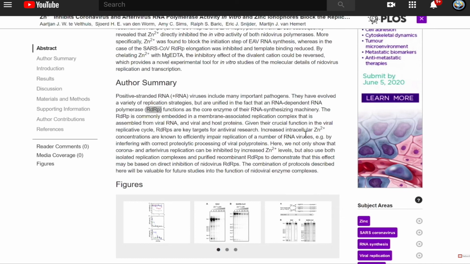Increased intracellular zinc concentrations are known to effectively impair replication of a number of RNA viruses by interfering with the correct proteolytic processing of viral polyproteins. Here we not only show that corona and arterivirus replication can be inhibited by increased zinc levels, but also demonstrate that this effect may be based on direct inhibition of RDRPs.